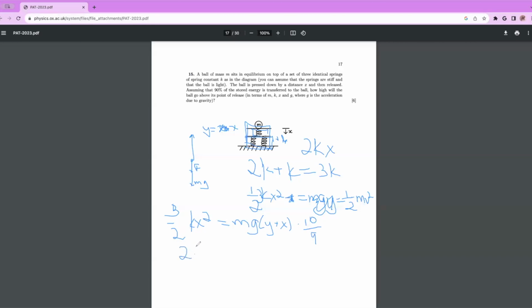So it's actually going to look like this, 2.7 kx squared over mg minus x. And that should be y max. Yeah, I think that should be it. Okay.